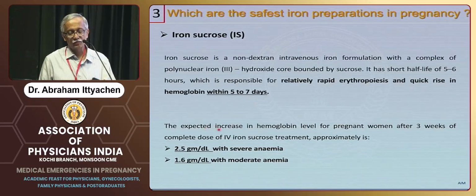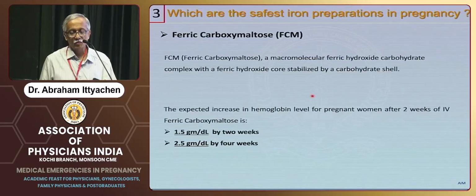And if you look at the expected increase in hemoglobin for pregnant women after 3 weeks, it would probably be around 2.5 gram with severe anemia and 1.7 gram with moderate anemia. The way I see it is that I usually take it as 4 weeks, probably slightly more than this. The important thing is, compared to the earlier preparations, you have a rapid erythropoiesis. The next molecule, ferric carboxy maltose, again here at 2 weeks, it is around 1.5 gram and 2.5 gram by 4 weeks. Slight difference.